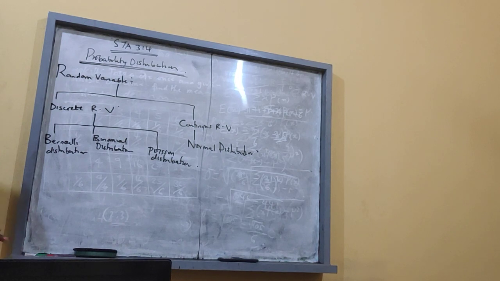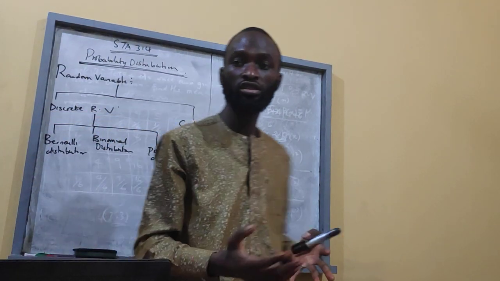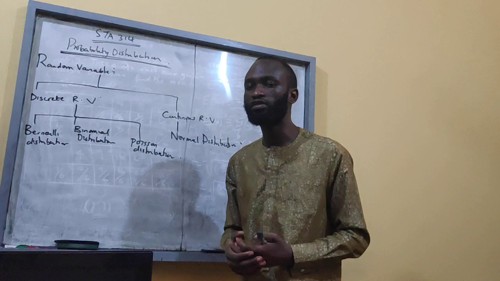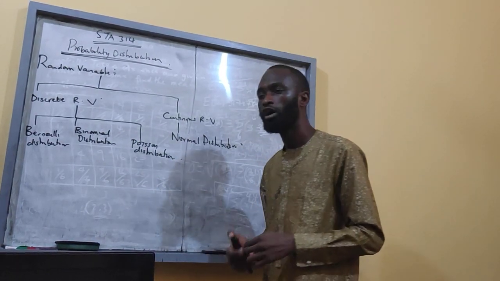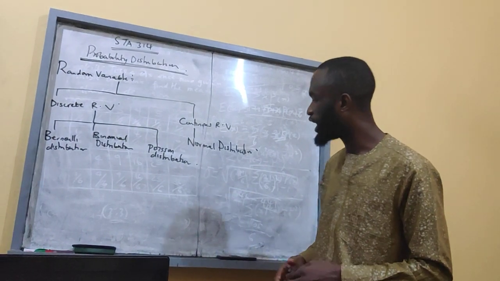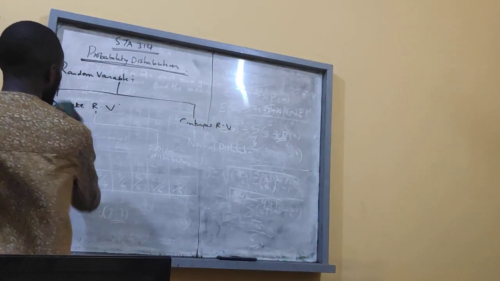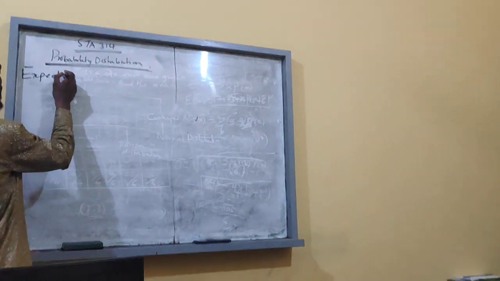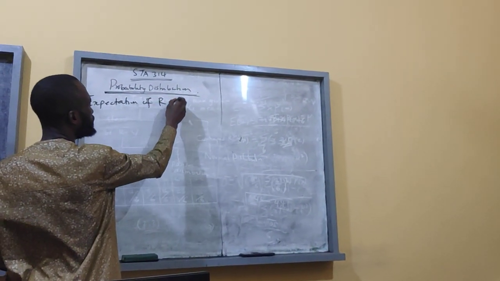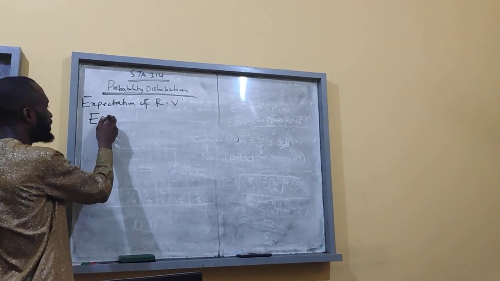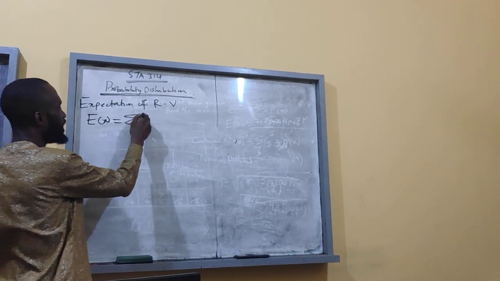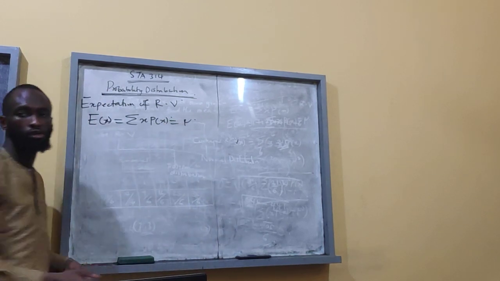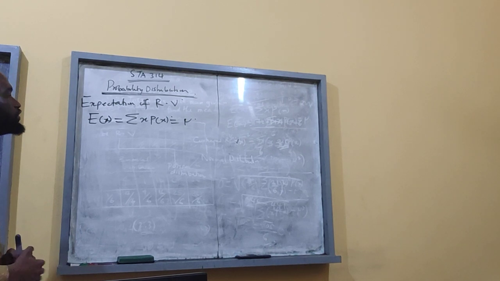Now, when we talk about random variable, our interest is in the expectation of the random variable. That is what we want to study. We want to study the variance of the random variable and the standard deviation of the random variable. Now, we are going to look at the expectation. When we talk about expectation, it's not the same as the mean. Expectation of random variable is defined as E(X) equals summation x p of x, which is also the same as saying mu. That is the expectation of the random variable.